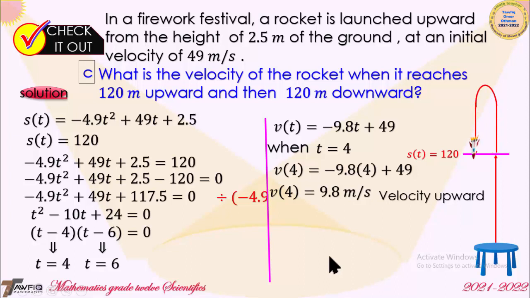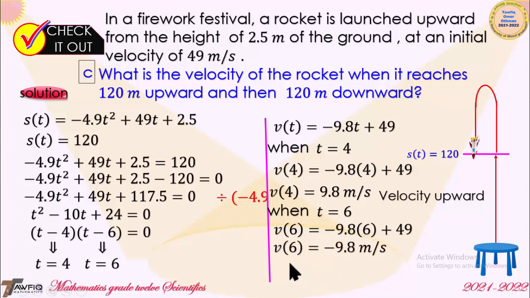And when t is equal to 6, then v6 is equal to minus 9.8 times 6 plus 49. That means v6 is equal to minus 9.8 meters per second, the velocity downward. This minus means the rocket is going down, from up to down.